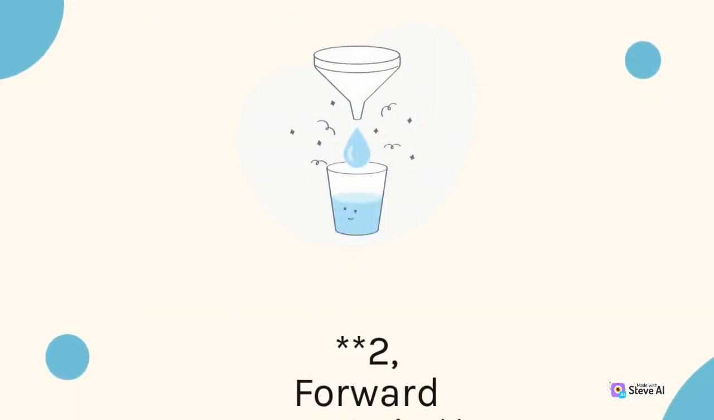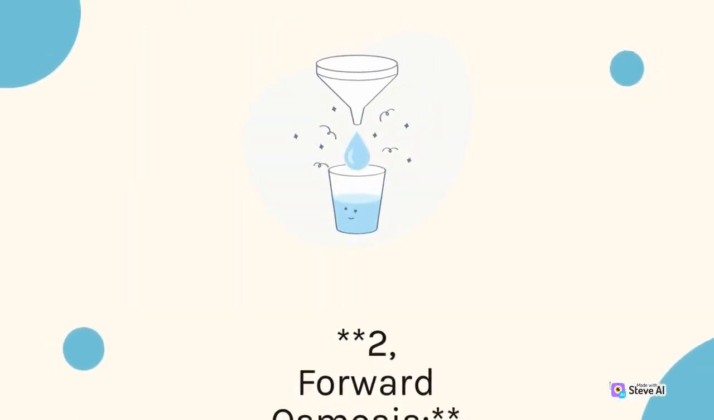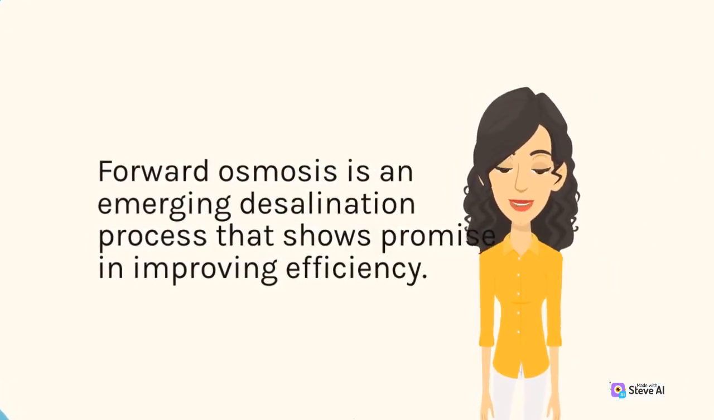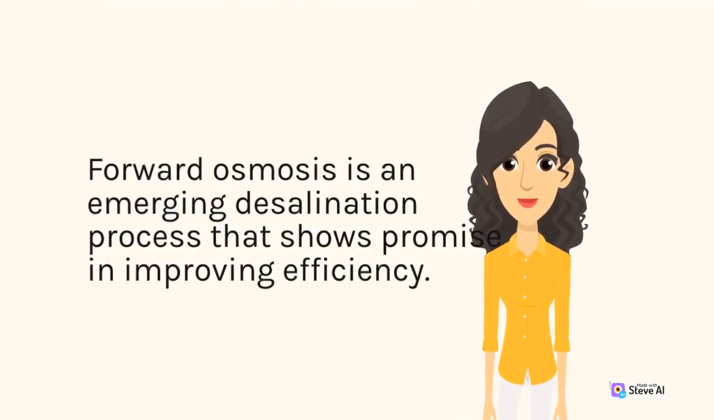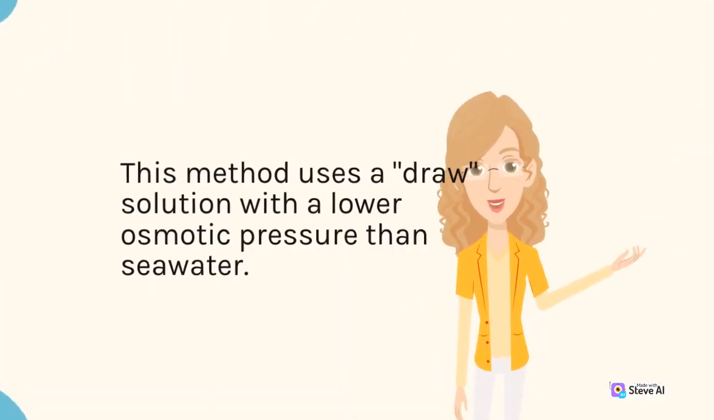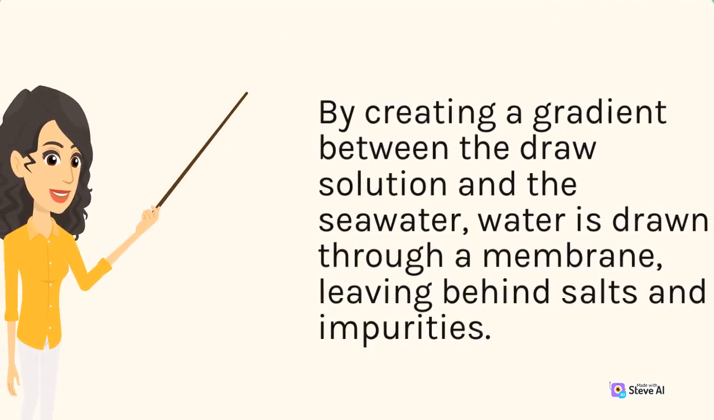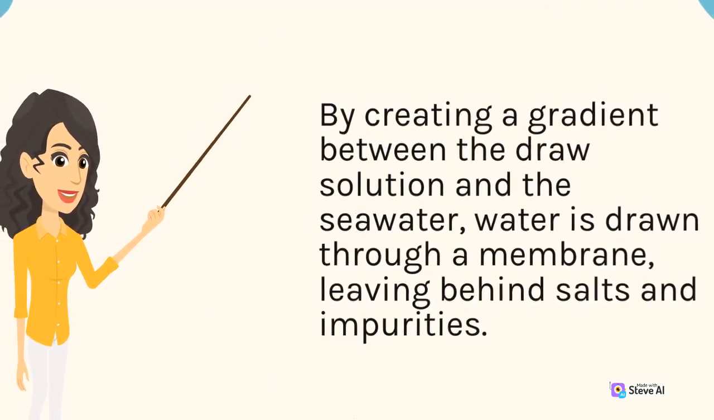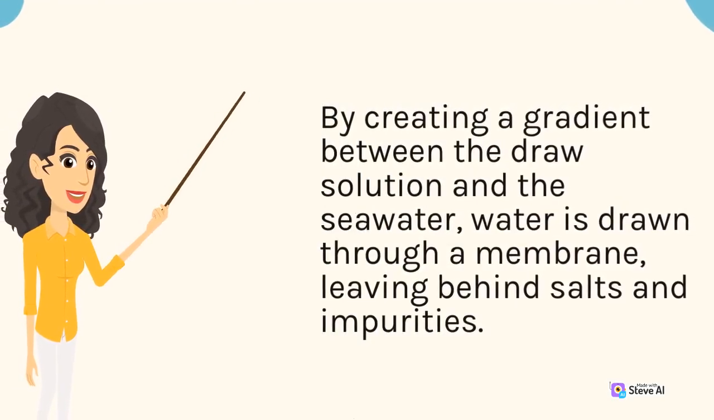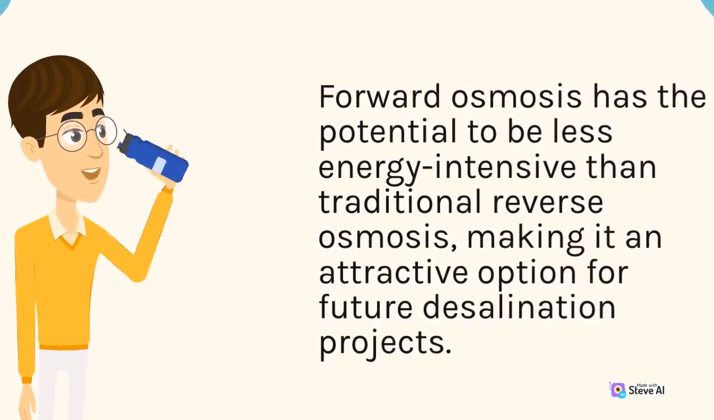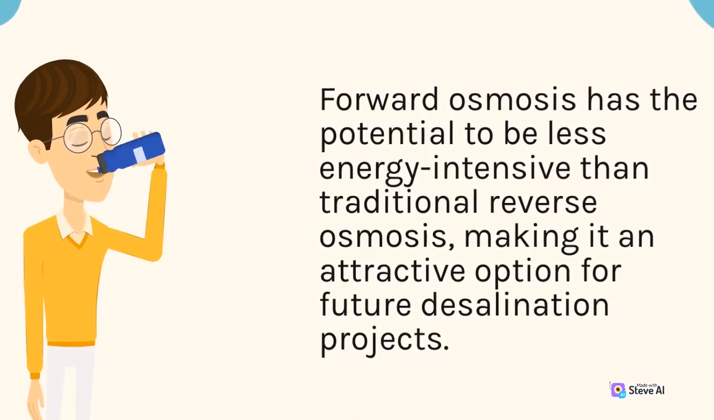2. Forward osmosis. Forward osmosis is an emerging desalination process that shows promise in improving efficiency. This method uses a draw solution with a lower osmotic pressure than seawater. By creating a gradient between the draw solution and the seawater, water is drawn through a membrane, leaving behind salts and impurities. Forward osmosis has the potential to be less energy-intensive than traditional reverse osmosis, making it an attractive option for future desalination projects.